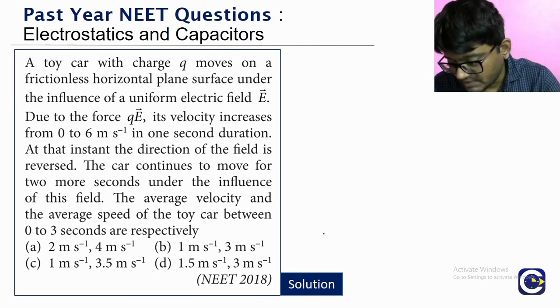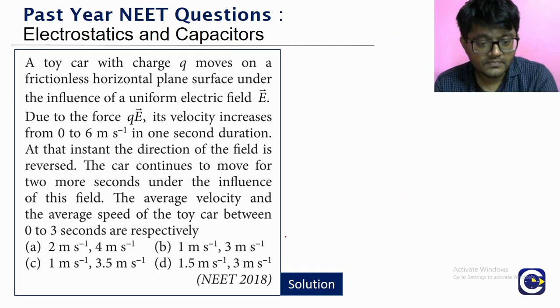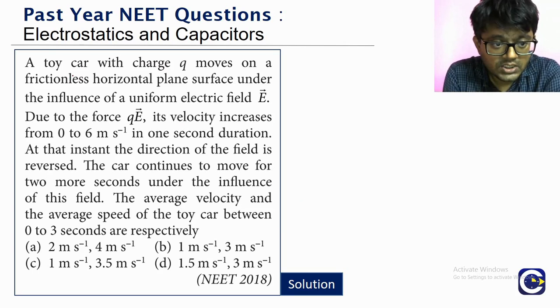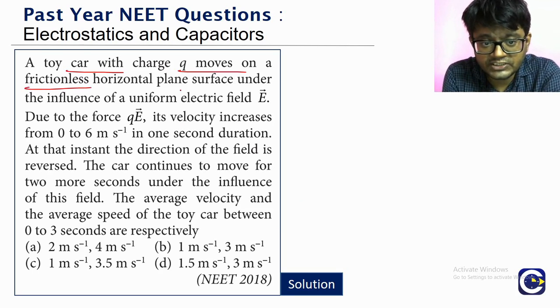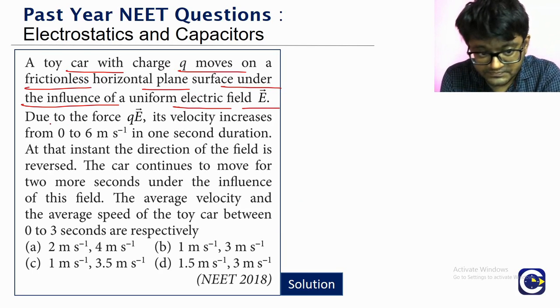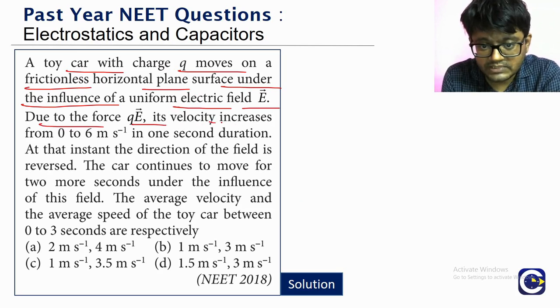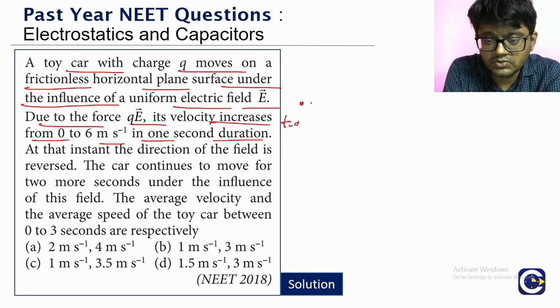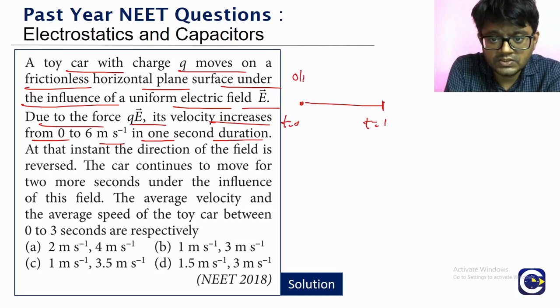Next we have a question that has come again in the NEET 2018 paper. This is a question that is linked to both electrostatics and kinematics, 1D motion. A toy car with a charge Q moves on a frictionless horizontal plane surface under the influence of a uniform electric field E. Due to the force QE, its velocity increases from 0 to 6 meter per second in 1 second duration. Means, say for example, it is starting from here, t is equal to 0. In the first second, it is increasing from 0 meter per second to 6 meter per second.